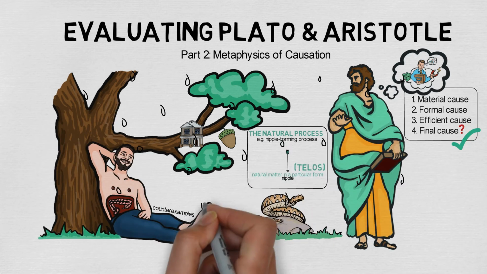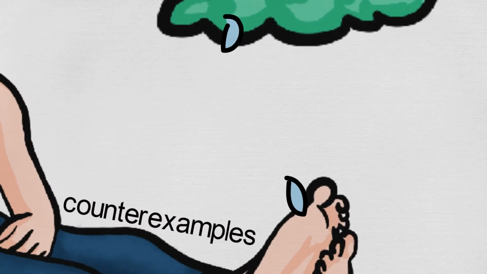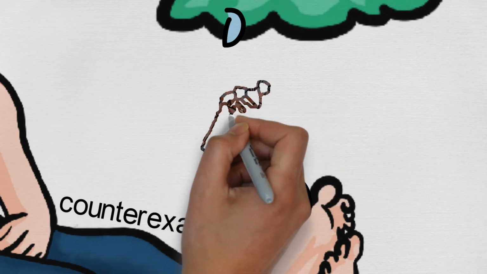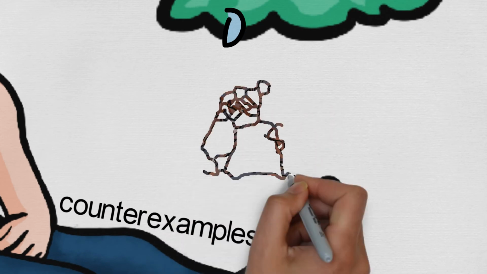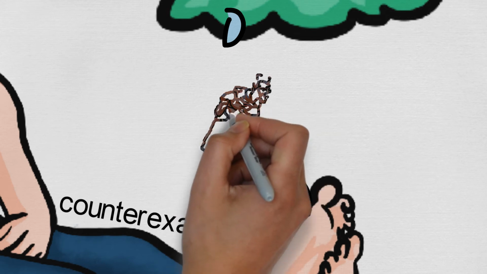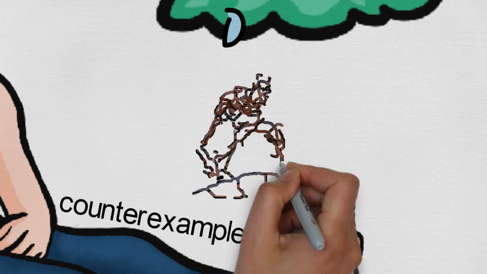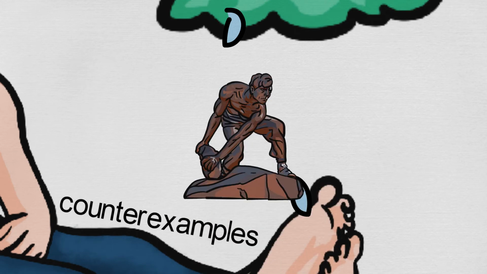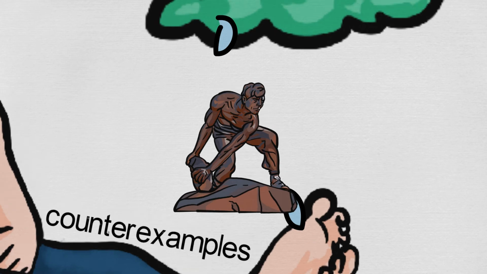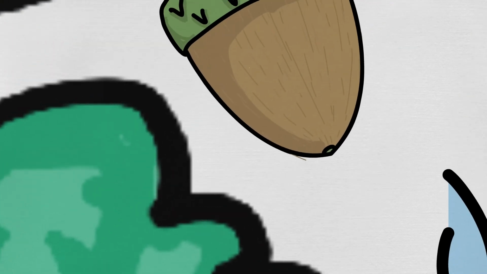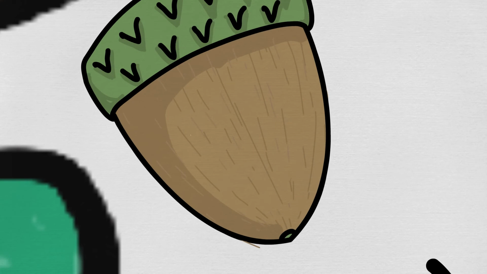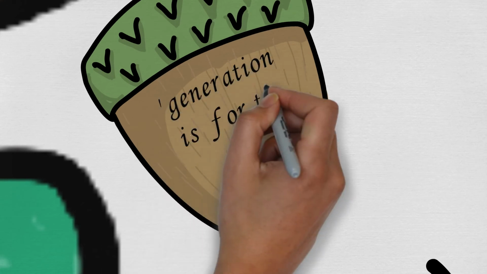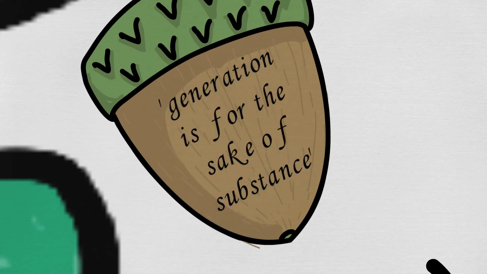Before, we looked at the causes of a bronze statue. So Aristotle talks about the efficient cause not being necessarily the artificer, the maker of the statue, but the actual process of making the statue. Statue making is the efficient cause, the statue making process. And at the end of that process is the statue. So the telos could be described as the statue itself. Aristotle says that generation is for the sake of substance. Growth is for the sake of whatever is growing.